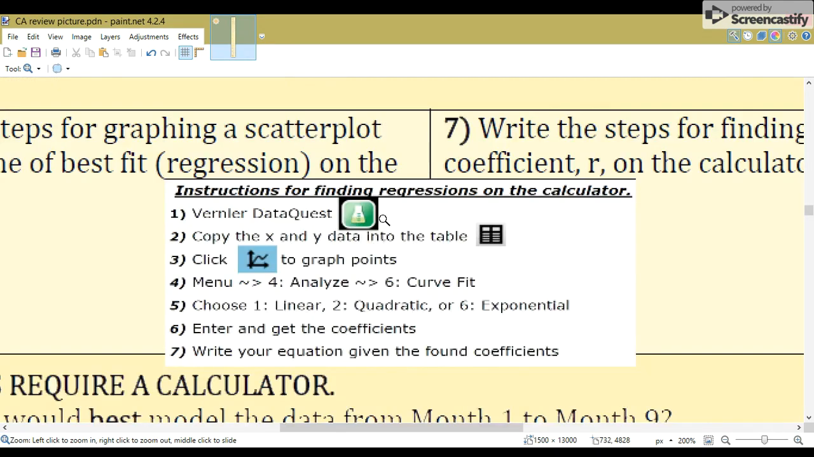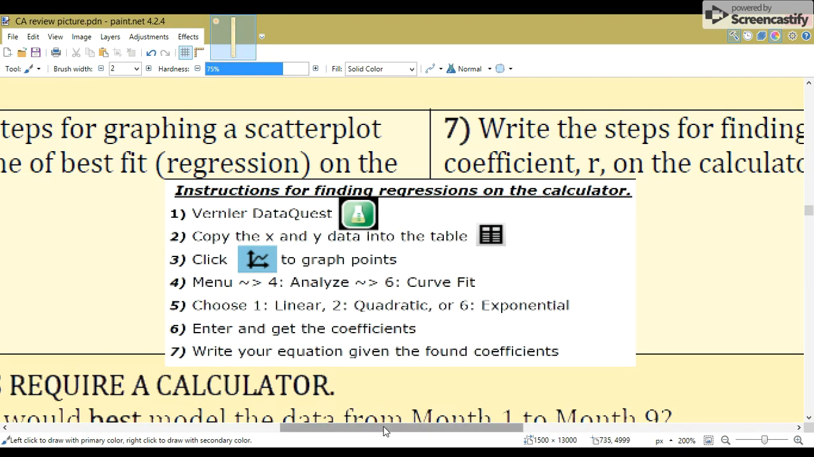So first, you click the green beaker to go Vernier Data Quest. Step 2, copy the x and the y data into the table. Click this table right here. Write all the x's in the x column and all the y's in the y column. Step 3, click the graph symbol to graph the points. Step 4, press Menu, 4, Analyze, 6, Curve Fit, and then press 1, Linear.